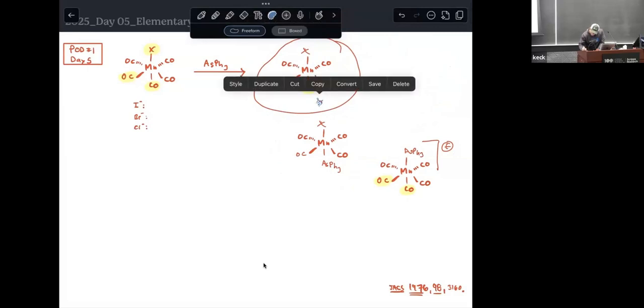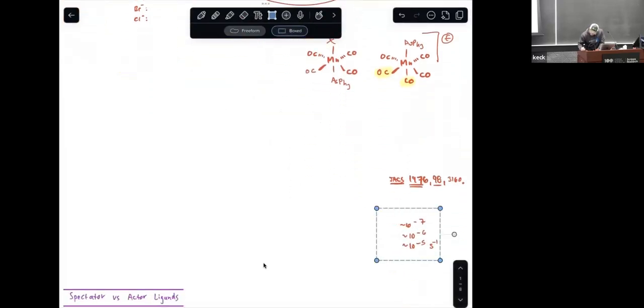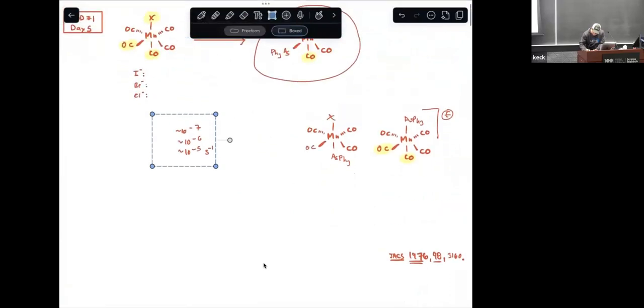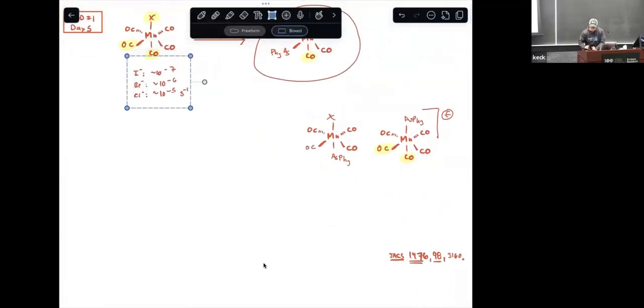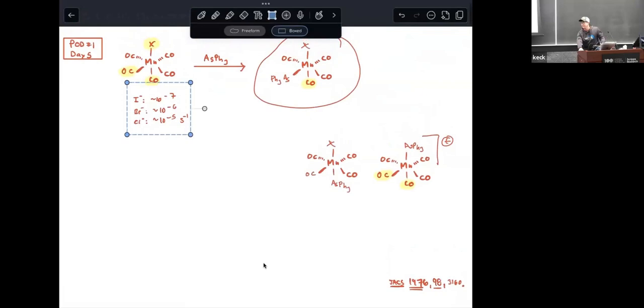All right, and we can, in fact, quantify that. And I just jotted this down here. Is this in line with your prediction, Alex? Yes. Iodide fastest, then bromide, then chloride, differentiated each by about an order of magnitude. All right, good. Any questions on that?